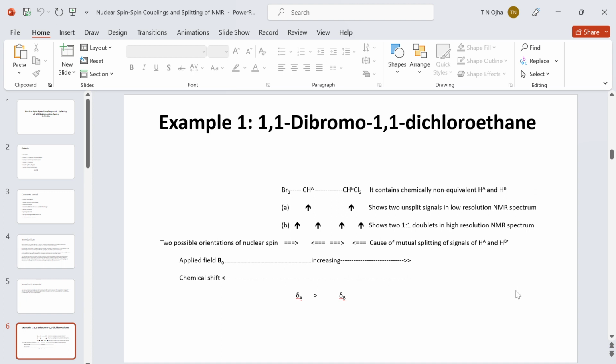Below the diagram, applied field direction is shown. It is increasing from left to right. Chemical shift direction is also shown. It is increasing from right to left, and the chemical shift value in terms of delta for hydrogen HA is assumed to be greater than hydrogen HB.